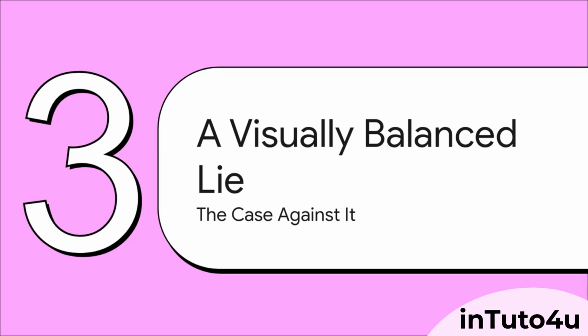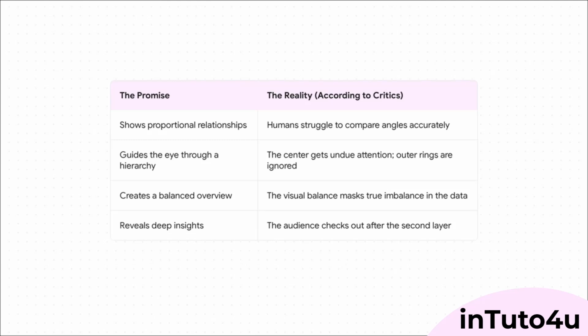Okay, so up to this point, the sunburst seems pretty great, right? A fantastic interactive tool. But hold on, because this is where the story takes a sharp turn. There is a very strong and very loud argument that this beautiful chart is often just a beautiful lie. Here's where the promise of the chart clashes with reality. It promises to show you how big different pieces are in relation to each other, right?